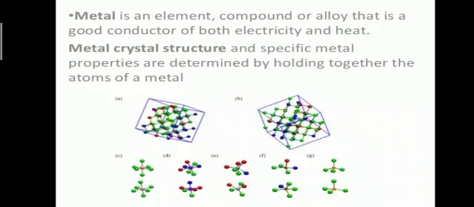So metal is an element, compound or alloy that is a good conductor of both electricity and heat. Metal crystal structure and specific metal properties are determined by holding together the atoms of metal. We can determine the properties of metals by holding together the atoms of a metal. You have already studied about the metal lattice in which the sea of electrons is attracted by the metal positive ion.